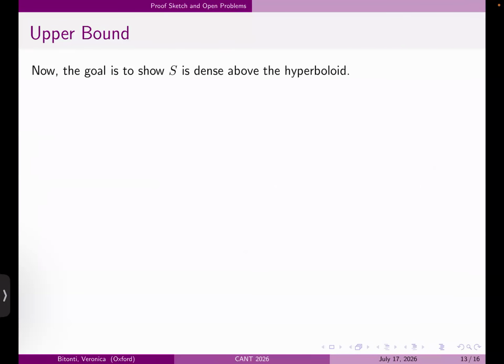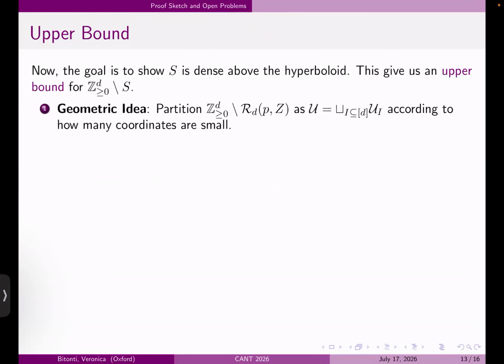Okay, and differently, we then had to look at the upper bound, and here instead the goal is basically the opposite. So we want to show that our random semigroup S is instead dense above our hyperboloid region, and in particular, this will give us now an upper bound for the gap set. And how did we do that? Well, here we're not looking at what's below our curve, but what's above. So this corresponds to looking at the complement of our region RD with respect to ZD.